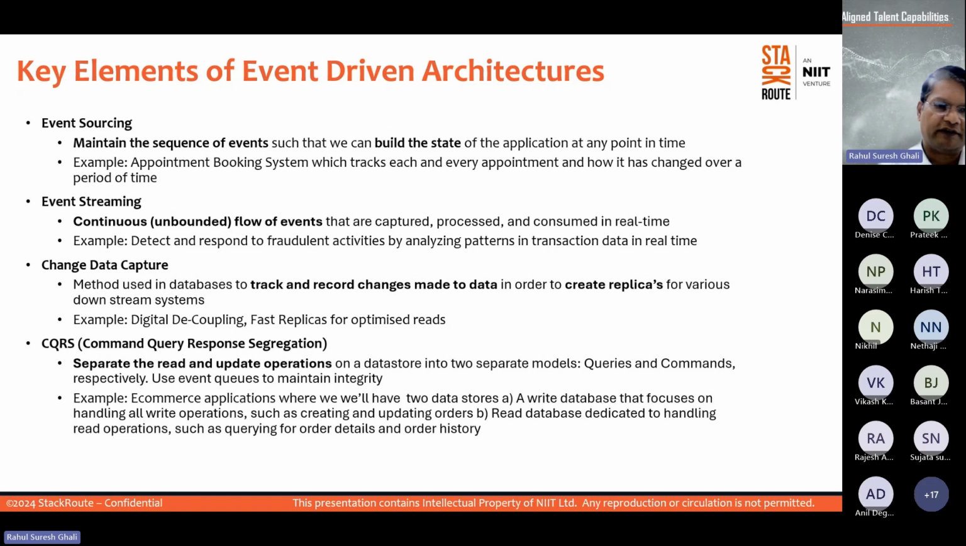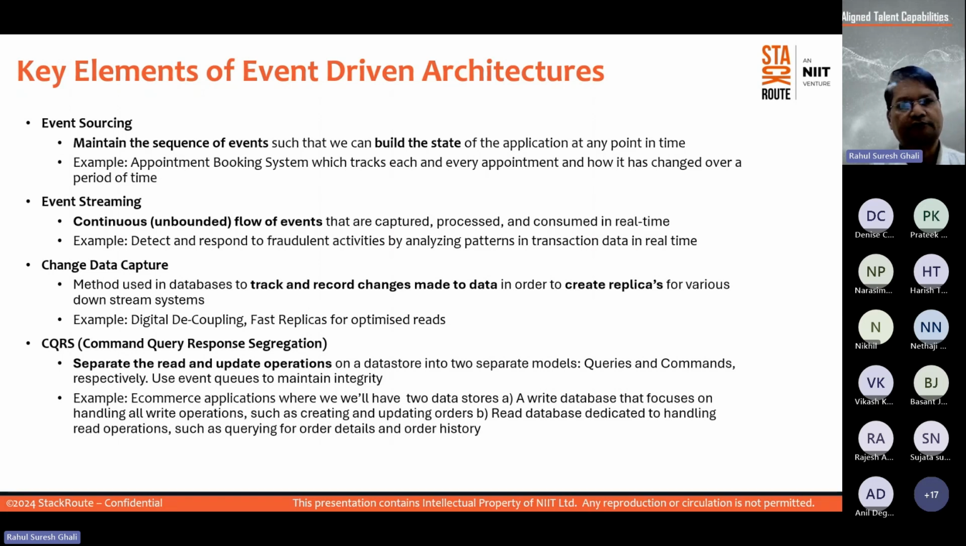So in such cases, you develop a system where you segregate the responsibility of reads and writes through this pattern called CQRS, command query response segregation. But at the same time, you need to maintain a sync or maintain an integrity between these two data stores, right? And that's where you use event queues. An example could be e-commerce applications where you have two data stores. One data store is meant for all the write operations, such as creating and updating orders. And the second database is dedicated to handling read operations, such as querying for order details and order history, right? So that's CQRS. The key element in this is an event queue, which will maintain the integrity.